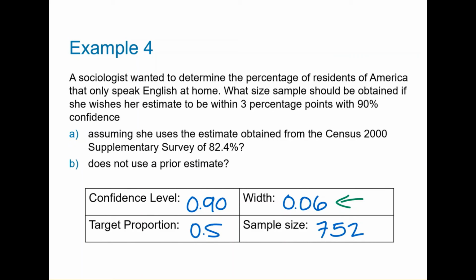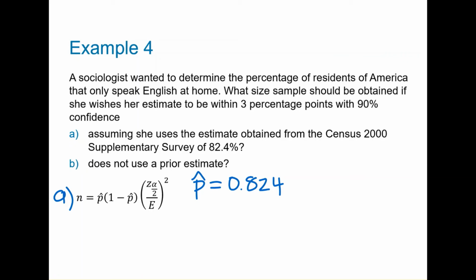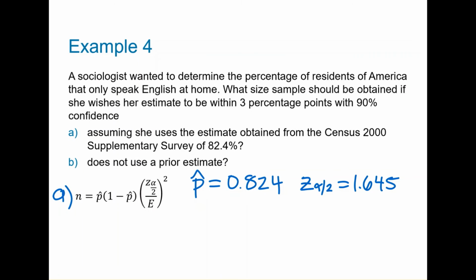Now let's solve the problem by hand. In order to compute a sample size with a prior estimate, we use the following formula. P hat represents the point estimate, which is 82.4% or 0.824. Z alpha over 2 is the critical value for a 90% level of confidence, and from table 5, we get that Z alpha over 2 is 1.645. E is the margin of error, which is within 3 percentage points, which is 0.03.